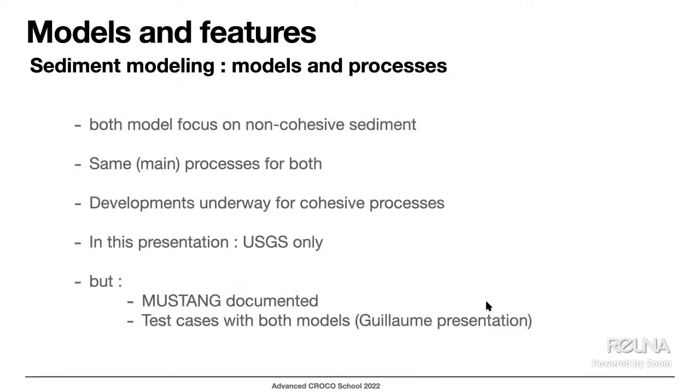So I would say that both models focus on non-cohesive sediments. Maybe Mustang is most used to do also cohesive sediment. They are both describing the same processes, at least at the first order, with some difference in sometimes processes or numerics. And in USGS, we have developments underway for cohesive processes. But anyway, if you're interested, Mustang is documented in the CROCO documentation. And the test cases are designed to work with USGS and Mustang. So you can activate one or the other, even if I think Guillaume will present only USGS.